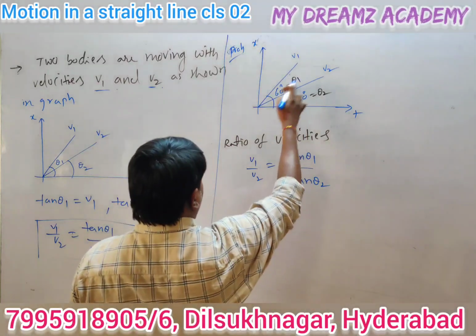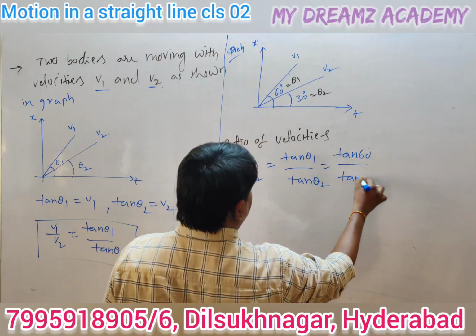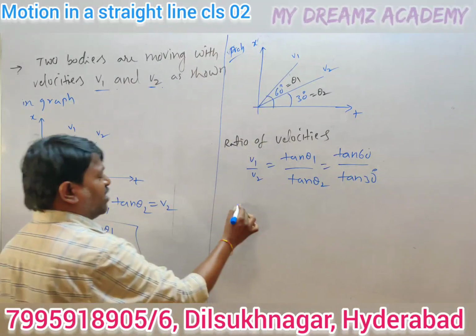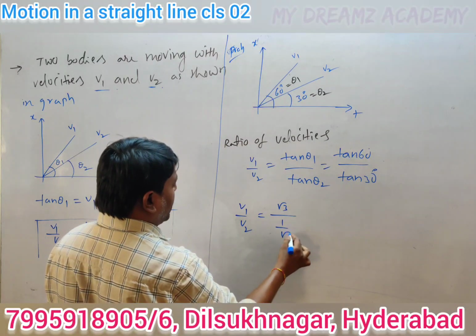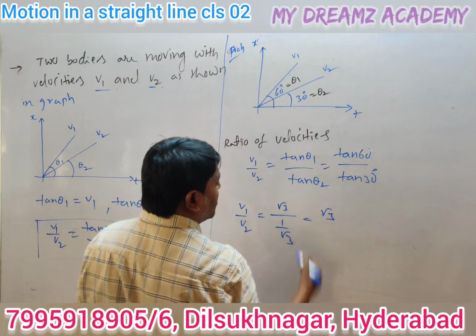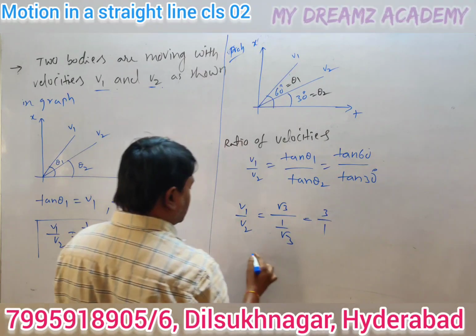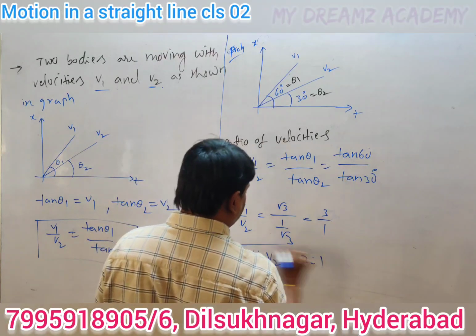What is the theta 1 value? 60. Tan 60 by tan 30. So what is the tan 60 value? Tan 60 is root 3, tan 30 is 1 by root 3. So root 3 divided by 1 by root 3 becomes 3 by 1. What is the ratio of velocities? v1 is to v2 equals 3 is to 1.